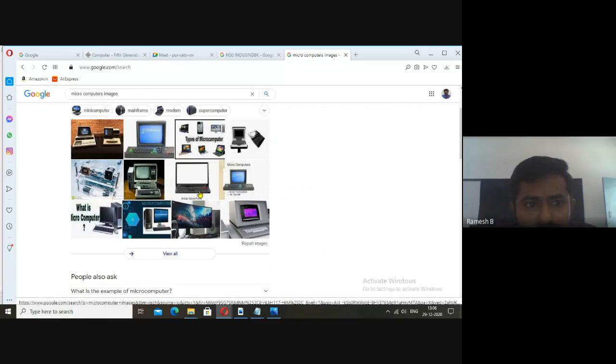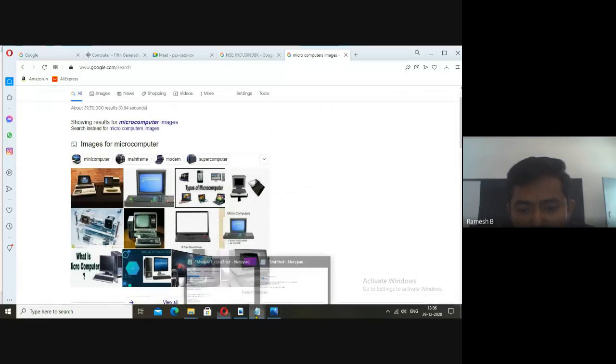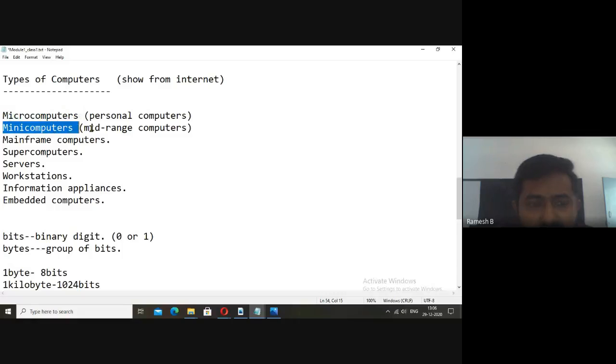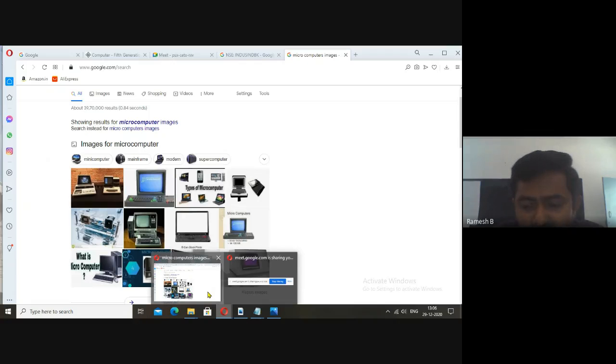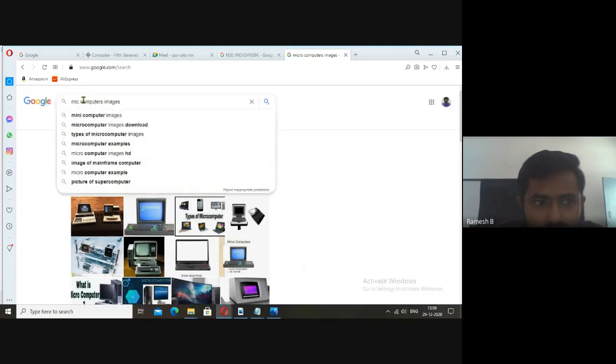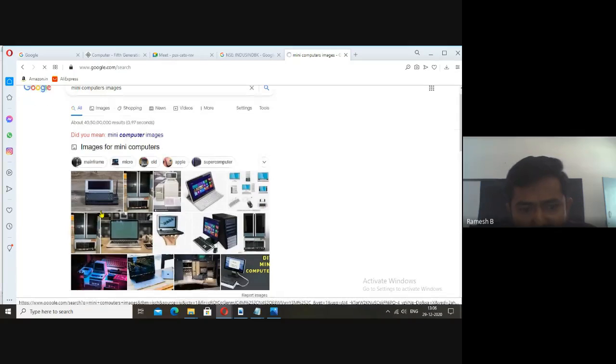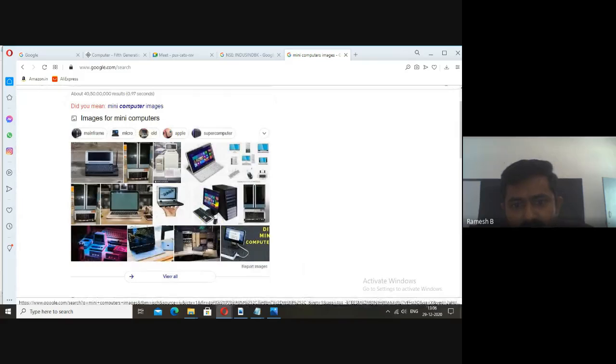Similarly, the next type of computers are minicomputers. They are used in shopping malls for billing purposes. I'll type minicomputers here, images for minicomputers. You see there, the minicomputers will look like this. Not much difference between the minicomputers and the microcomputers.